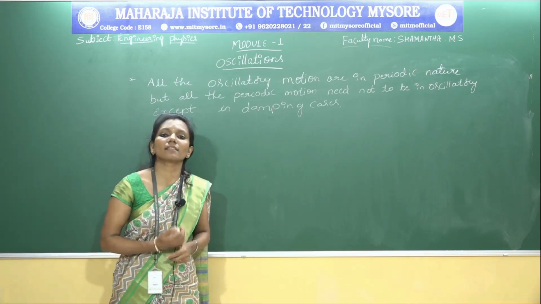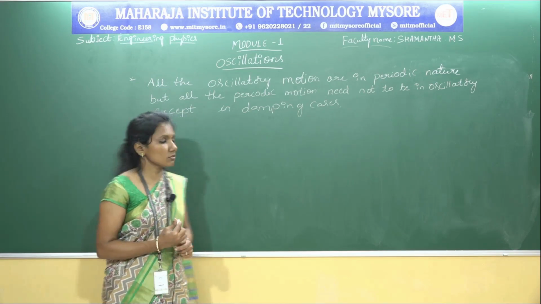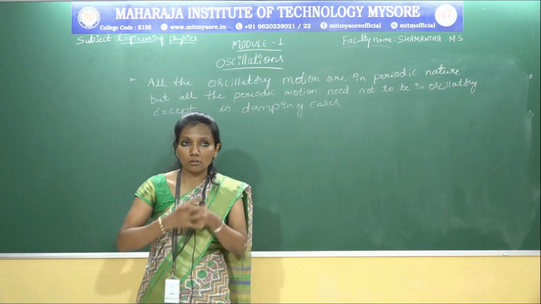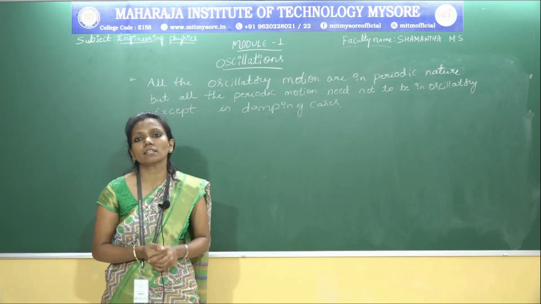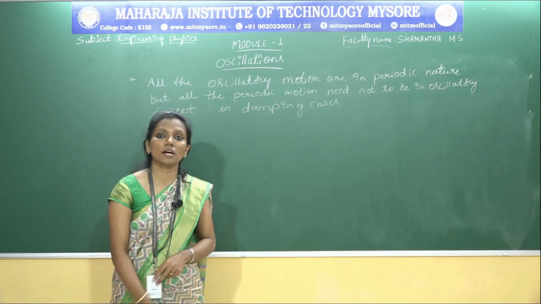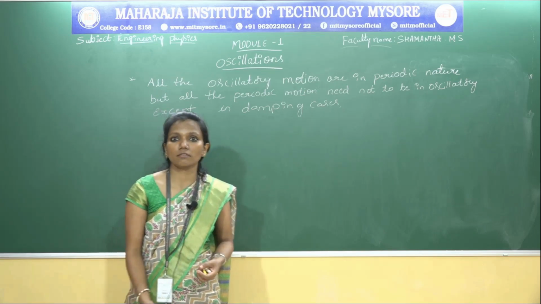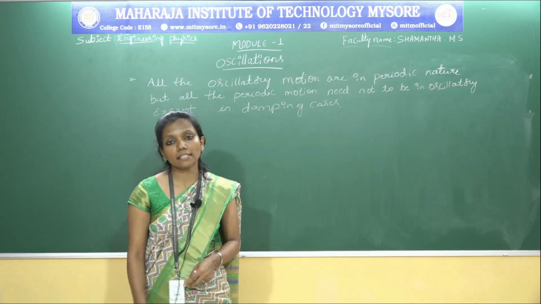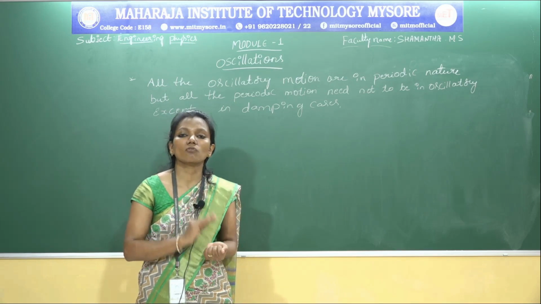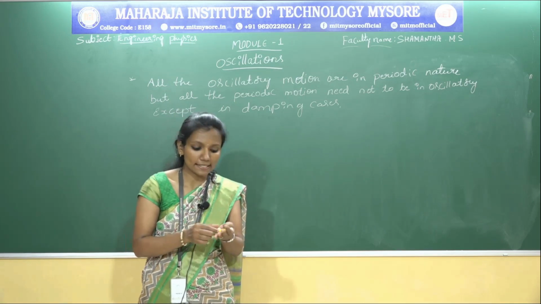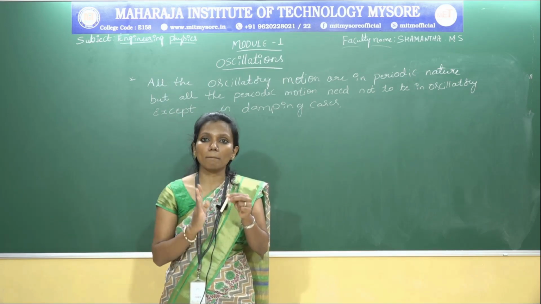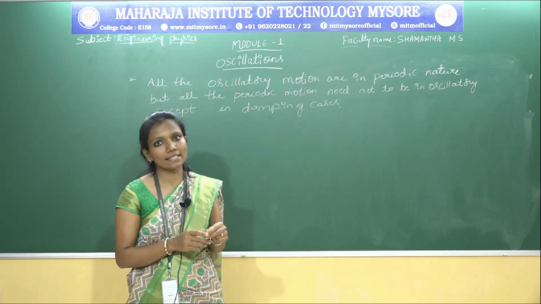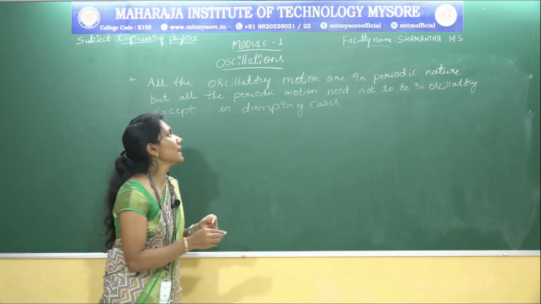Then what are the main causes of oscillations? If a system makes oscillation, it mainly depends upon two properties, that is inertia and elasticity. Inertia we know: a body continues in a state of rest until we apply an external force on the body. The particle stays at rest, and when we apply the force, it starts its movement. That is what we call inertia, and oscillation also depends on elasticity.